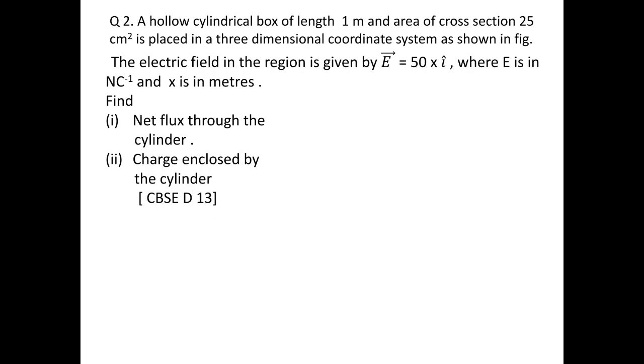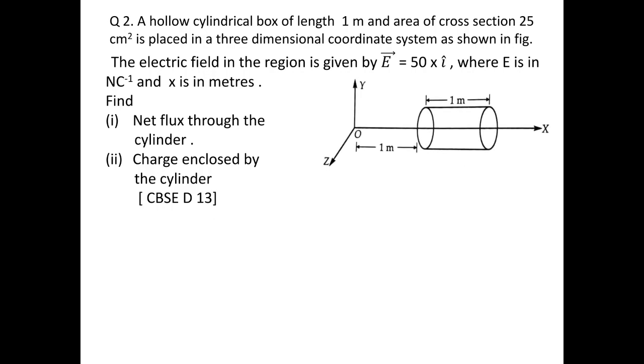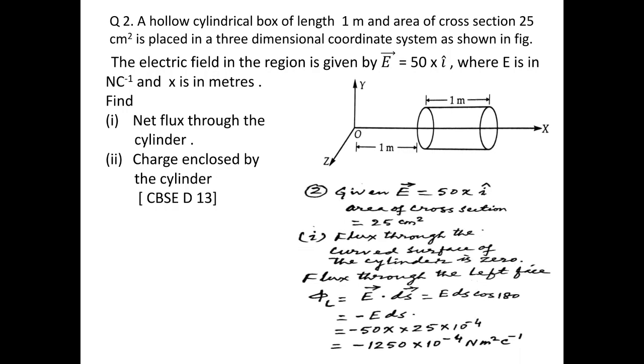Now come to the next problem. A hollow cylindrical box of length 1 meter and area of cross section 25 centimeter square is placed in a 3-dimensional coordinate system as shown in the figure. The electric field in the region is given by E equal to 50 x i, where E is in Newton per coulomb and x is in meter. Find the net flux through the cylinder and the charge enclosed by the cylinder.